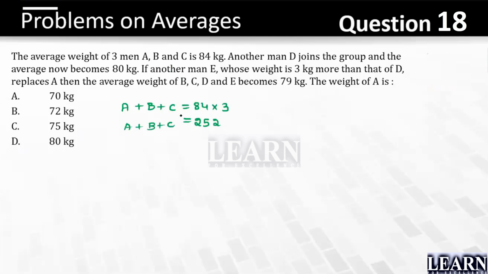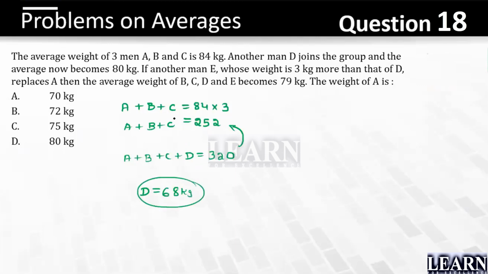Next, another man D joins the group, and now the average becomes 80. Now what they have told: A plus B plus C plus D is nothing but average 80, so 80 times 4 is 320. Now if I use these two equations, I can say D is nothing but 320 minus 252, that is 70 and 2 less, which gives 68. So D is 68 if you subtract these two.